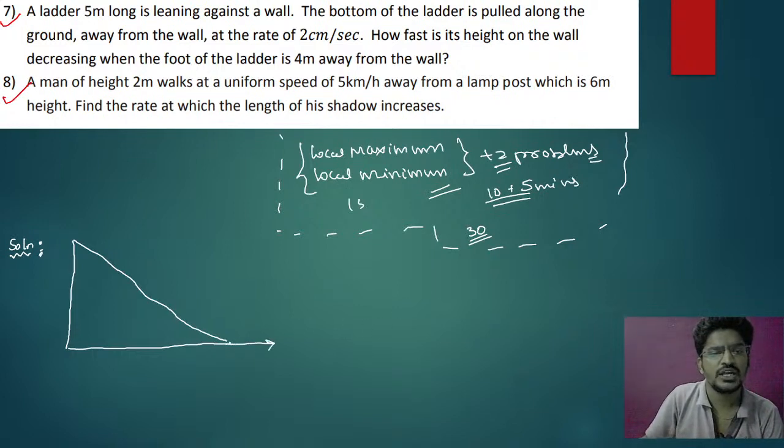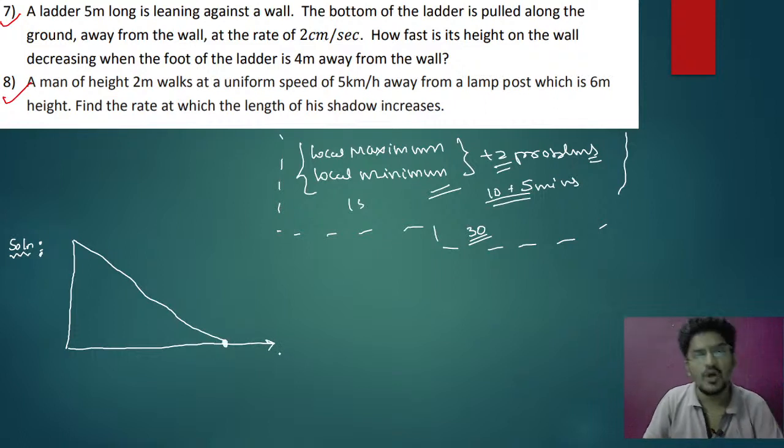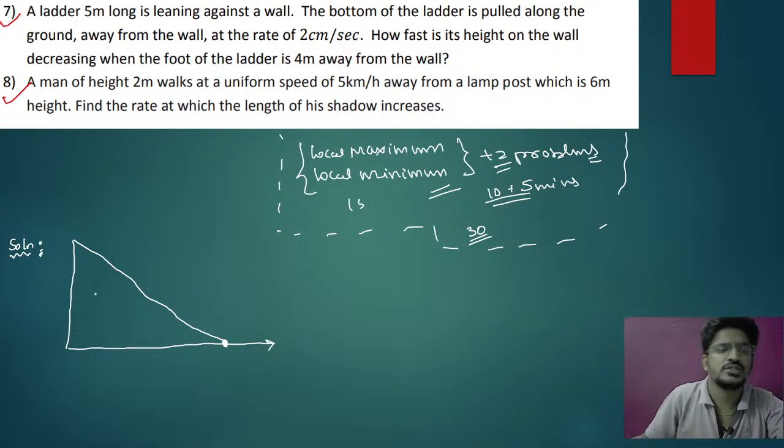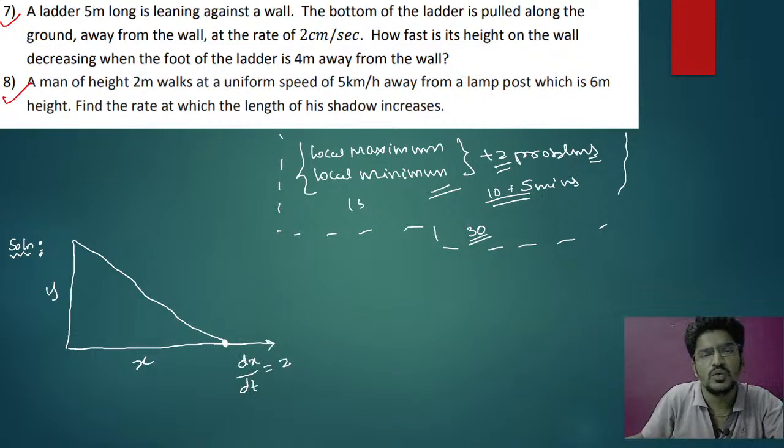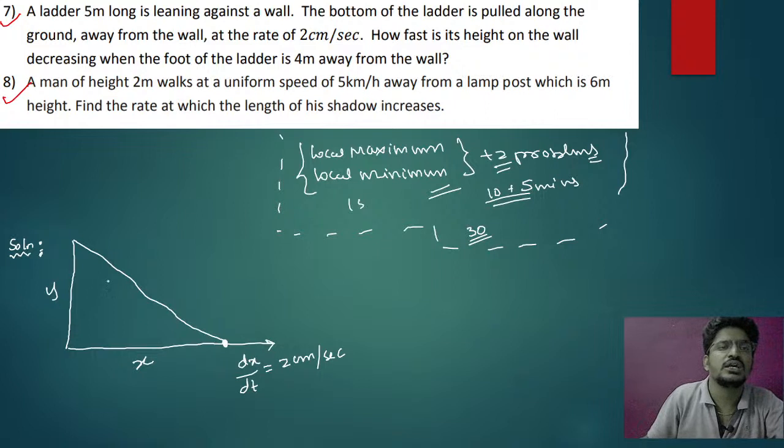It is pulled away from the wall at the rate of 2 centimeters per second. Let us take this as y and this as x, so dx by dt is equal to 2 centimeters per second. Now how fast is its height on the wall decreasing when the foot of the ladder is 4 meter away from the wall? That means whenever x is 4.